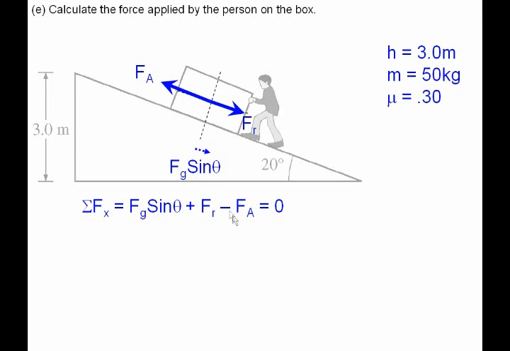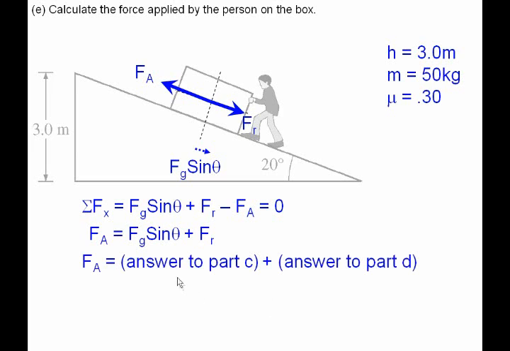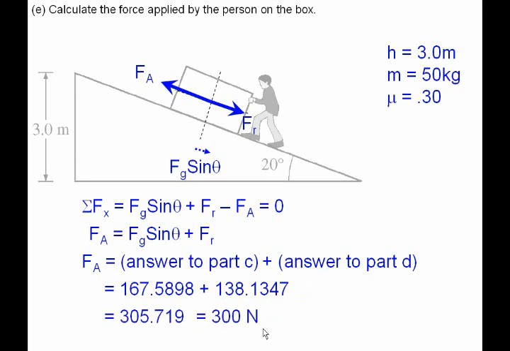Rearranging for Fa, I'm going to add Fa on both sides. Now both of these are things that we've calculated already. The answer to part C was Fg sine theta, and the answer to part D was our friction. So we're just adding those 2 answers together. And remember, if you got either one of those wrong, it doesn't matter. As long as you're showing your work that you're adding those numbers, you get the full credit for the problem. 305 rounds to 300 for this one.